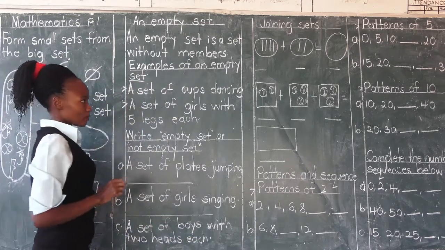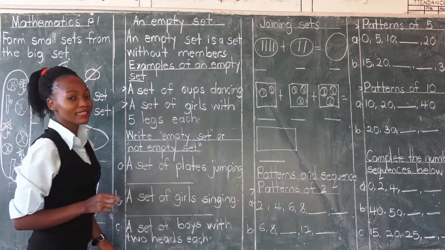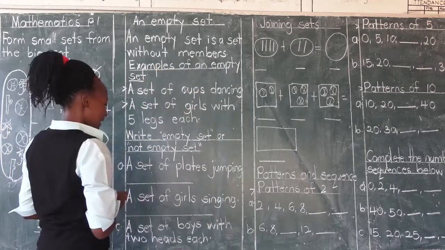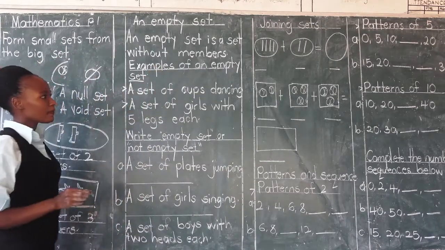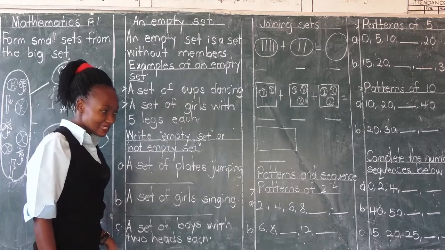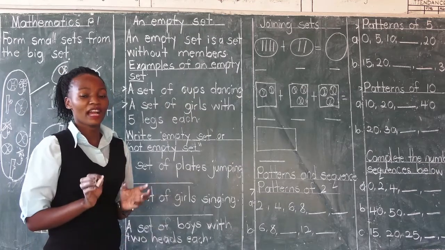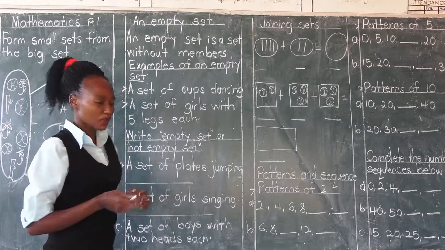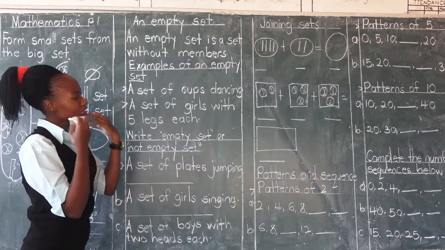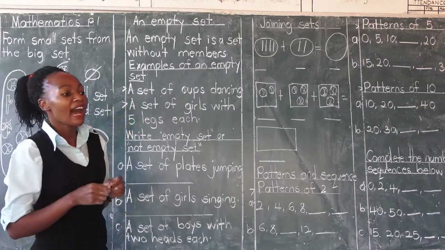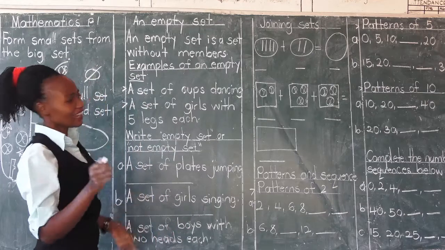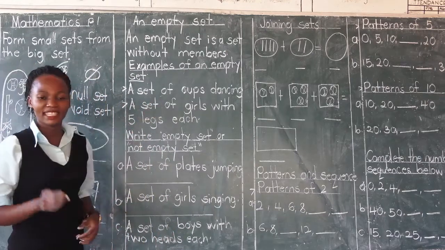Now let's look at some of the examples of an empty set, those sets without members. We have the first one here: a set of cups dancing. If I tell you to draw a set of cups dancing, what are you going to draw? You will draw an empty set, because we don't have a set of cups dancing. We have cups at home. Have you ever seen cups at home standing and they start to dance? No, they cannot dance. Meaning that this is an empty set.